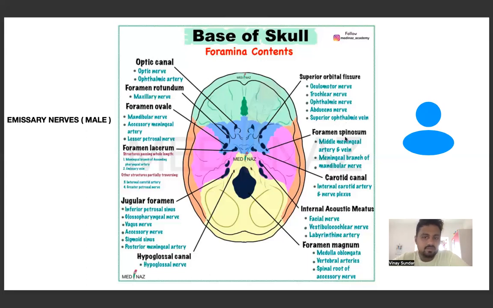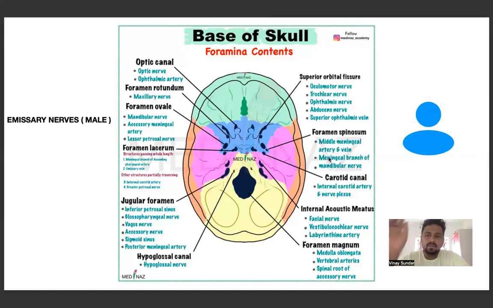Coming to the foramen spinosum, a very interesting thing is that there is an artery, there is a vein, and a nerve. Usually in anatomy, we read about arteries, nerves, and veins, right? So there is one artery, one vein, and one nerve passing through the foramen spinosum. But everything is related to the meningeal or the branch which goes to the brain. So you have the middle meningeal artery and vein, and the meningeal branch of the mandibular nerve.